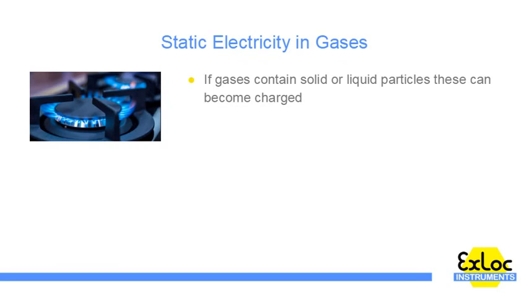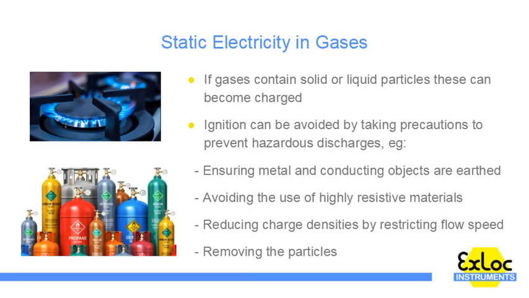Static electricity in gases. The movement of pure gases or a mixture of gases generates little, if any, static electricity. But if the gas contains solid or liquid particles, these can become charged. It is common to find such particles in industrial processes as the result of contamination or droplets in steam. It is not possible to prevent electrostatic charging of particles, but ignition can be avoided by taking precautions to prevent hazardous discharges, for example by ensuring that all metal and other conducting objects are earthed, avoiding the use of highly resistive materials, reducing charge densities by restricting flow velocities or by suitable nozzle design, removing the particles.